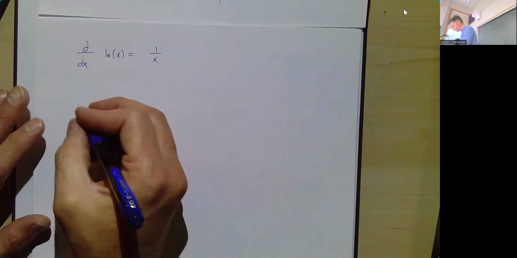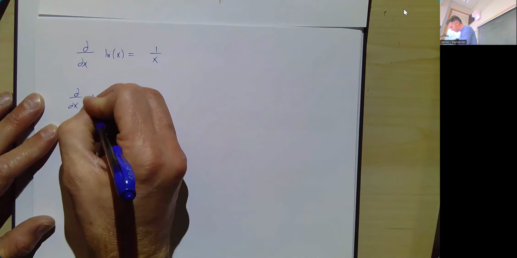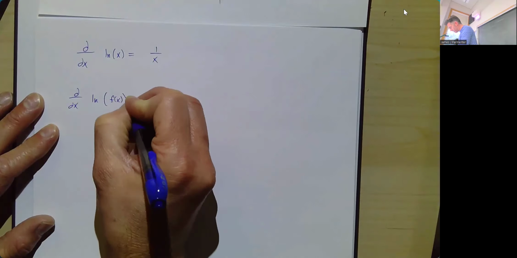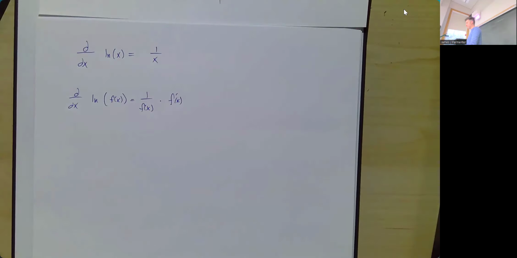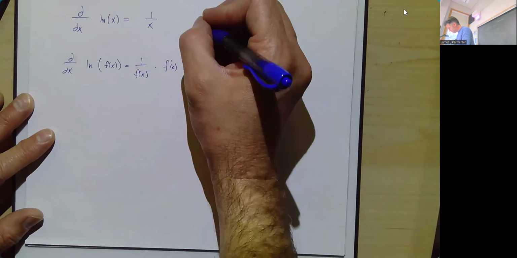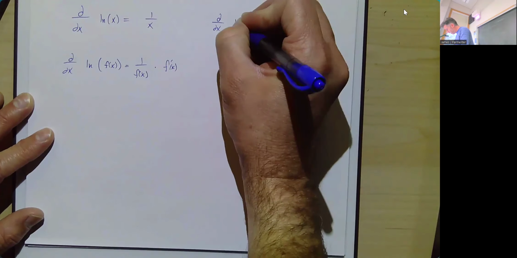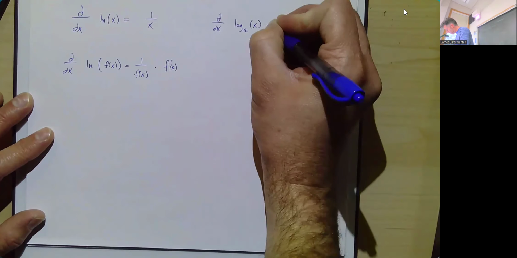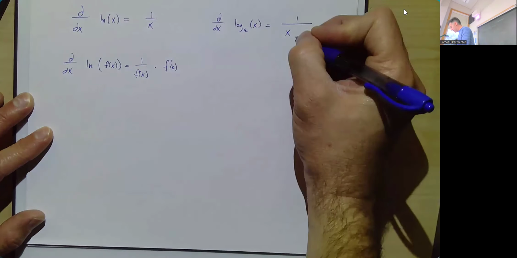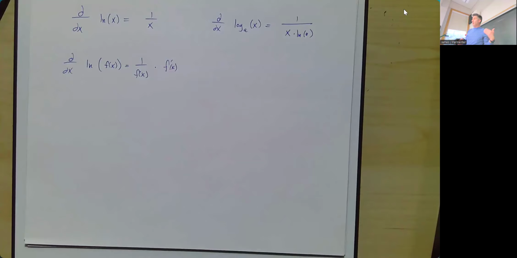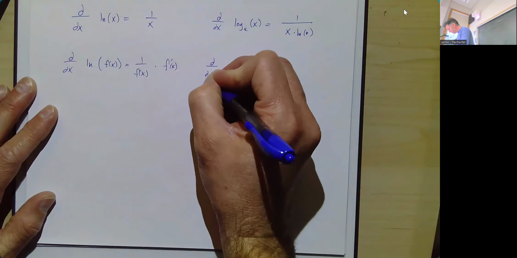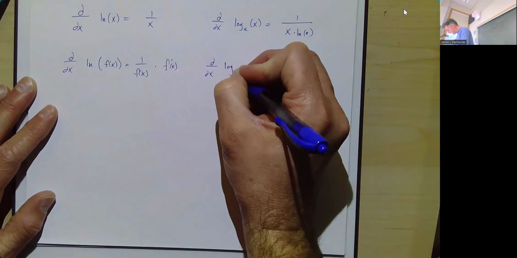And then we have the chain rule version, which is that the derivative of the natural log of some stuff is 1 over the stuff times the derivative of the stuff. And then we have the versions with different bases. So if your base is not e, the derivative of log base a of x is 1 over x, and we are also dividing by the natural log of a. And then the same sort of thing is true. I want to find the derivative of log base a of some stuff.